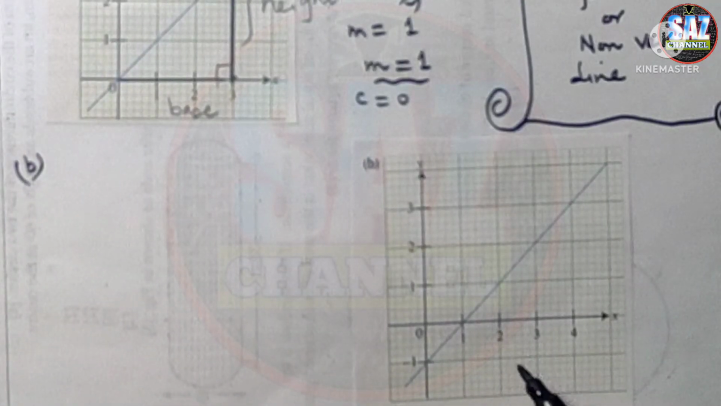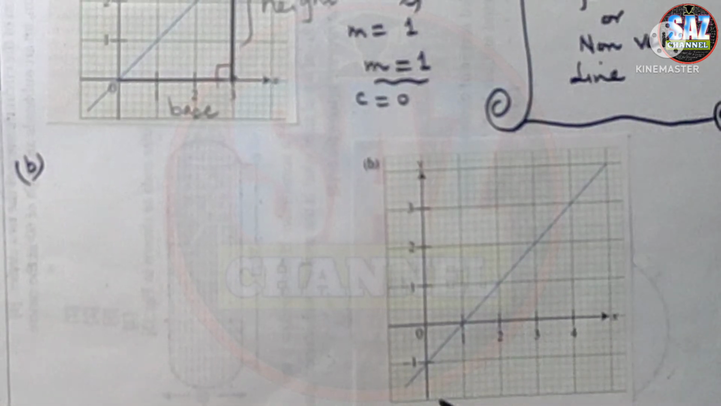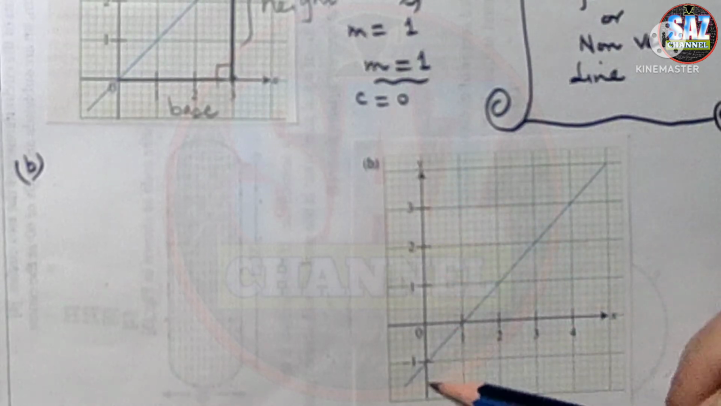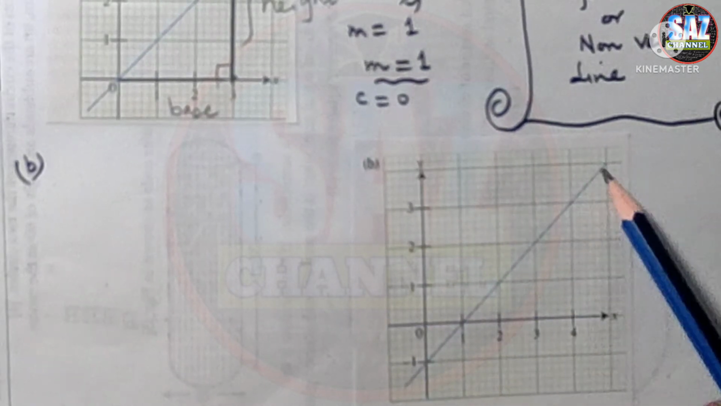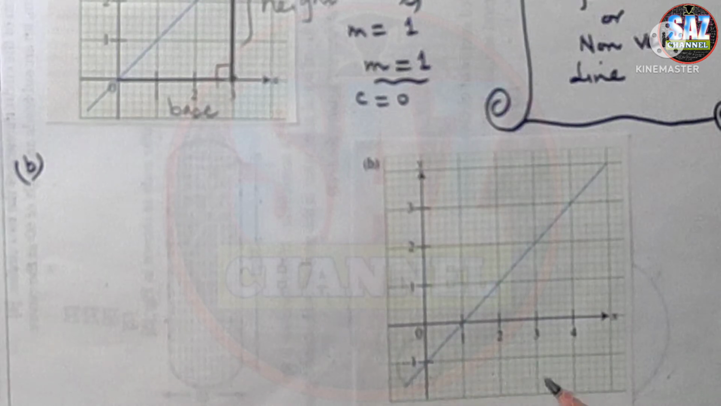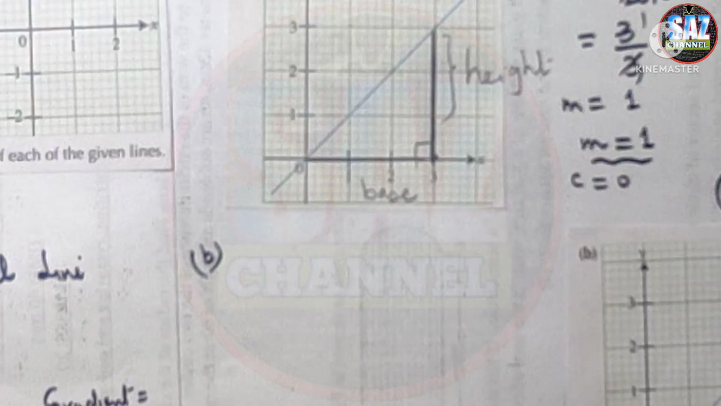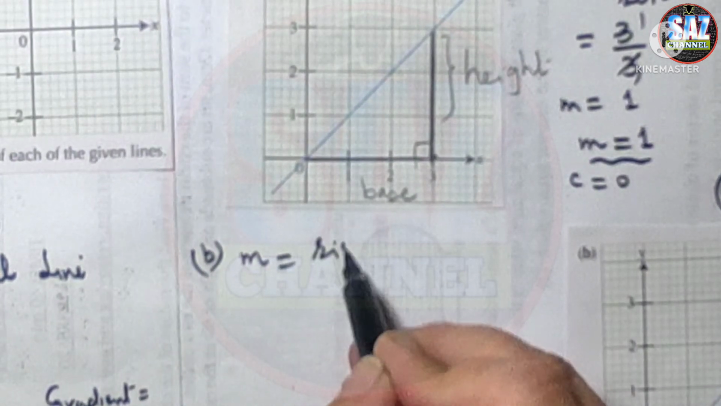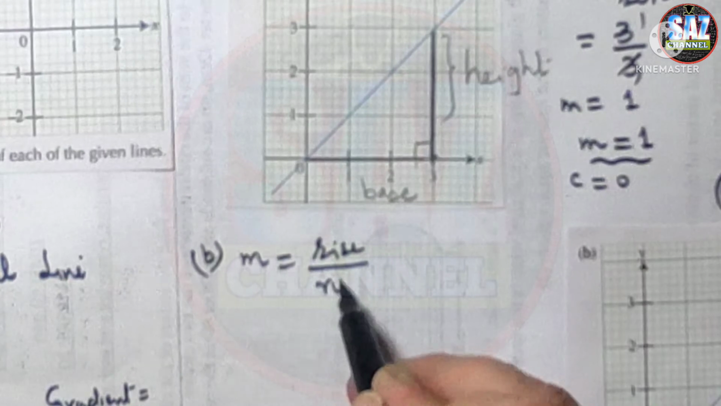Again, what we have to do is state M and C. For the calculation of C, we have to observe at what point on the y-axis my line is meeting. If we observe this blue line, we can see that this line is meeting the y-axis at -1, so C will be -1. And we know the formula for the gradient is the ratio of rise to run.